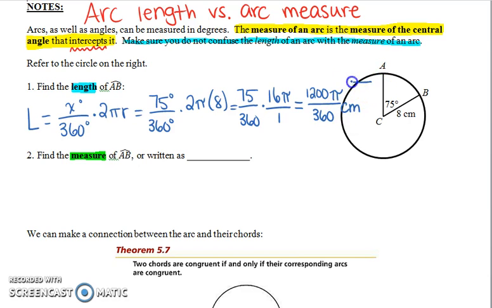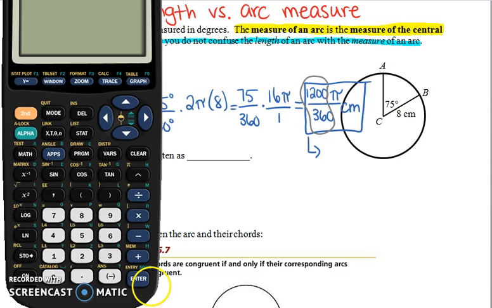Since we're talking about a length, our units are going to be centimeters, and you have a few different options. You can just say that you're done and that this is your final answer. I would not mark this as being incorrect. However, it is important to note that this is not the fully simplified answer. So I do want you to write down the simplified answer. What I mean by simplified is that you can take 1,200 and divide that by 360. I'll do that in my calculator here.